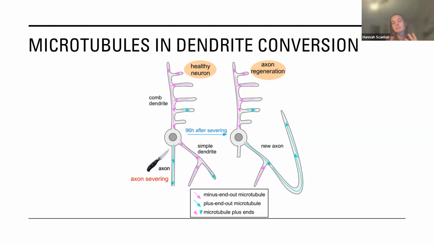In particular, in most dendrites in cells, most of the microtubules are facing minus end out, so with their minus end facing away from the cell body. And in most axons, microtubules are facing plus end out, with their plus ends away from the cell body. So for a dendrite to convert into an axon, all of those microtubules need to have their polarity reversed so that it can grow as an axon.